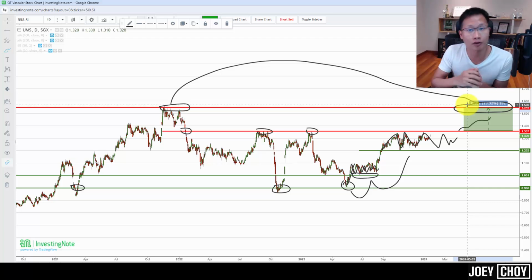If this happened, what could you do? Of course, you need to have a plan as well for it, right? This is pretty much how we look at price action.